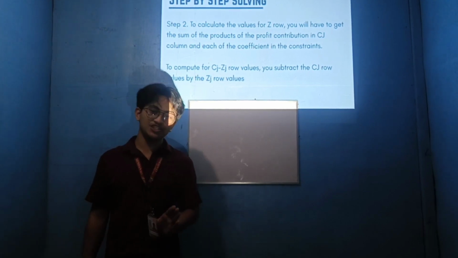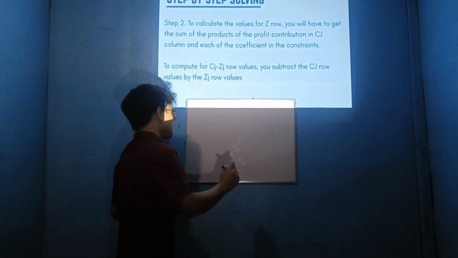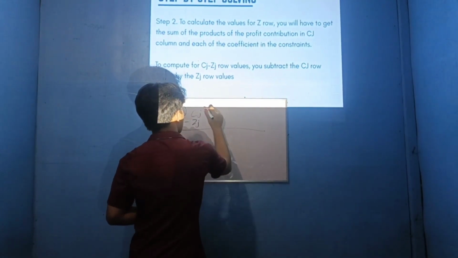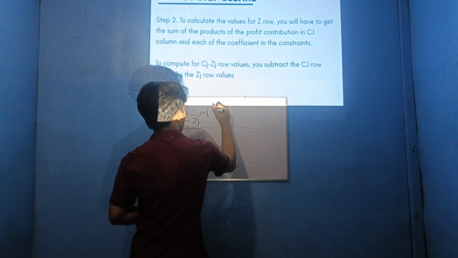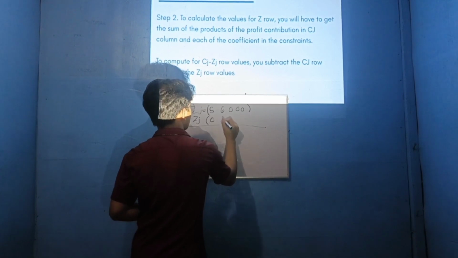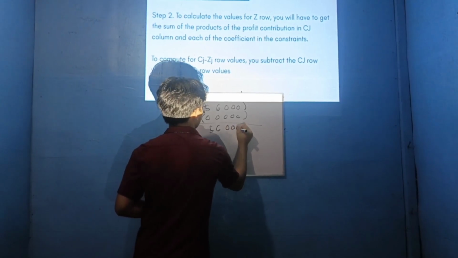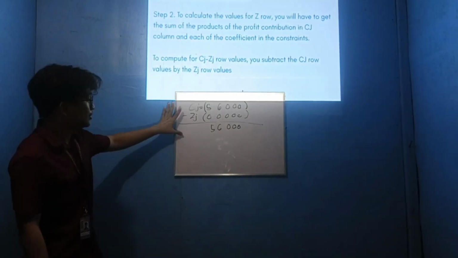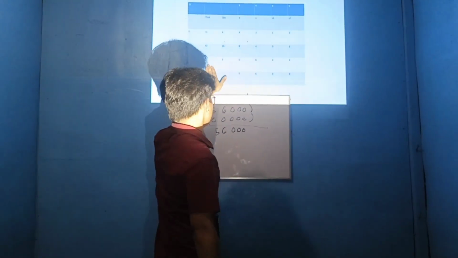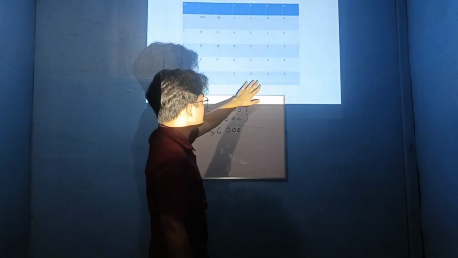To compute for the Cj minus Zj row values, you subtract the Zj row values from the Cj row values. We have Cj as 5, 6, 0, 0, 0, and our Zj is 0, 0, 0, 0, 0, and we will get 5, 6, 0, 0, 0. Next, we need to input this in our simplex tableau. Here we have our Zj of 0, 0, 0, 0, 0, and our Cj minus Zj is 5, 6, 0, 0, 0.